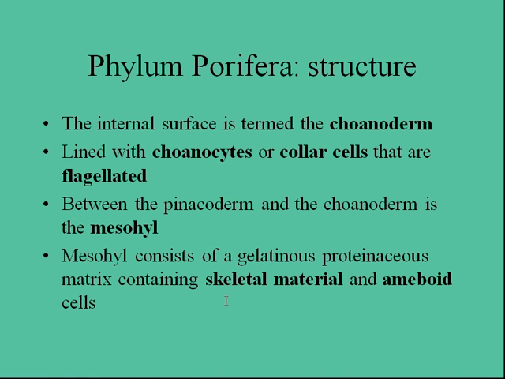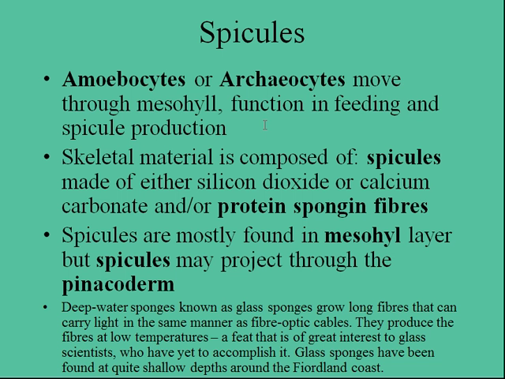So the spicules can either be made of silicon dioxide, which is essentially glass, and these will have the same light transmitting properties as fiber optic cables. Calcium carbonate is the same thing that most seashells and coral reefs are made from, and protein or spongin fibers.